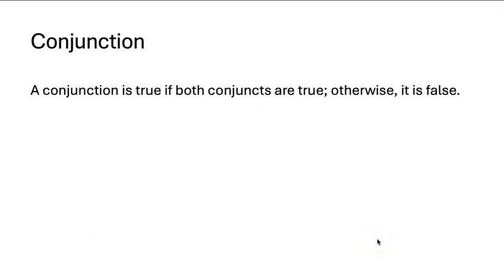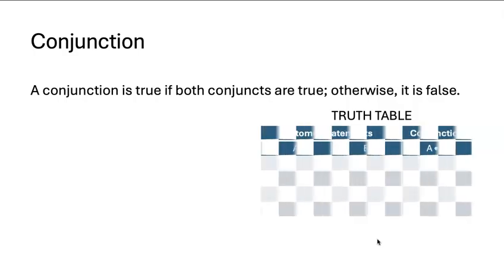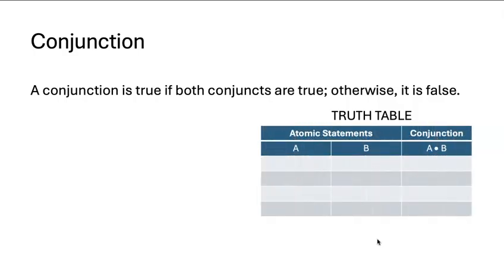So let's go, starting with the conjunction. The rules that govern a conjunction say that a conjunction is true if both conjuncts are true. So if both parts of the statement are true, if both atomic statements are true, then the overall conjunction is true. Otherwise, it is false. So we're going to be doing a truth table to show how we symbolize conjunctions.